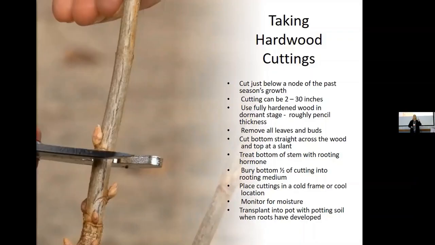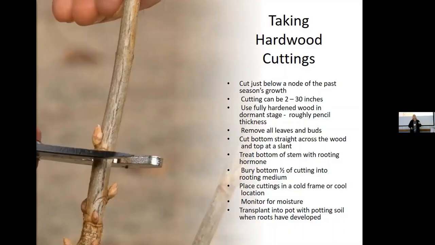One thing I forgot to mention on these cuttings is you want current year's growth for both the softwood and the hardwood. So this is a little bit more mature current year's growth. And these tend to happen in the fall or the winter. You can go up to like a 20-inch stem on these, and you are going to remove all of the leaves and the nodes.